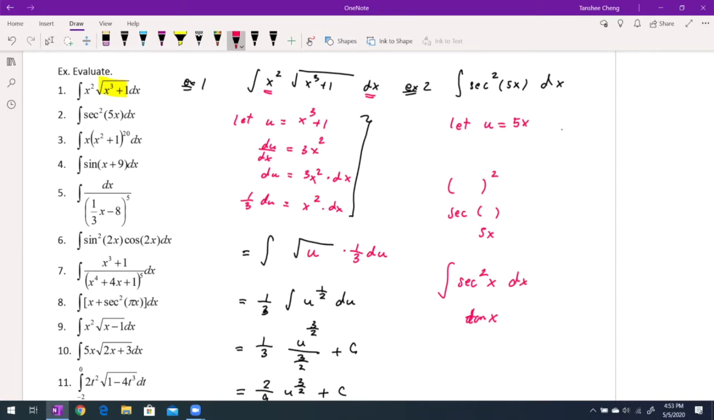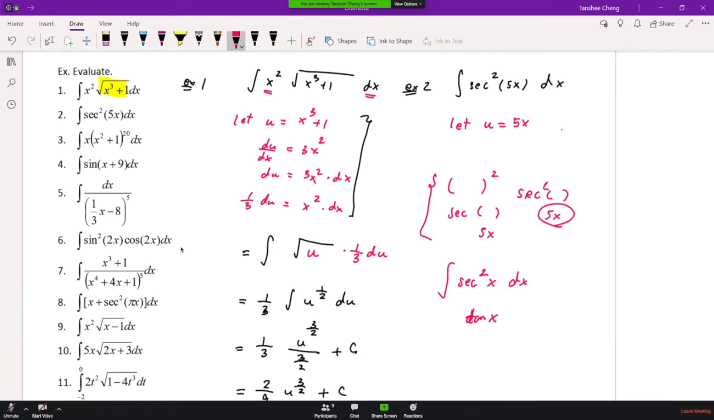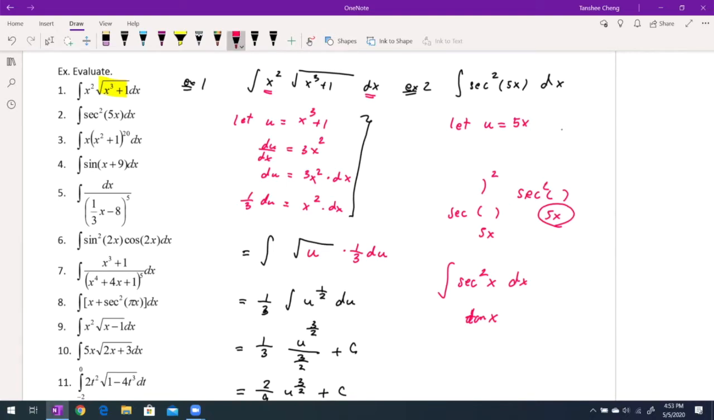So although this is a composition of 3 functions, you need to look at it as only 2, which is secant squared and then 5x. So my inner function in this case, I have to use what? 5x. Are we all clear on this? Good, right? Okay. So this is a very crucial session.